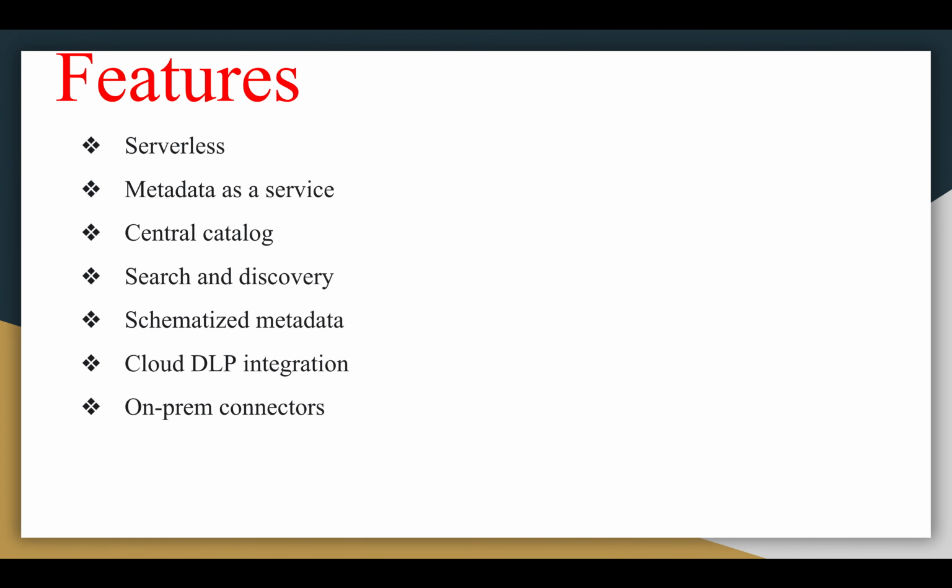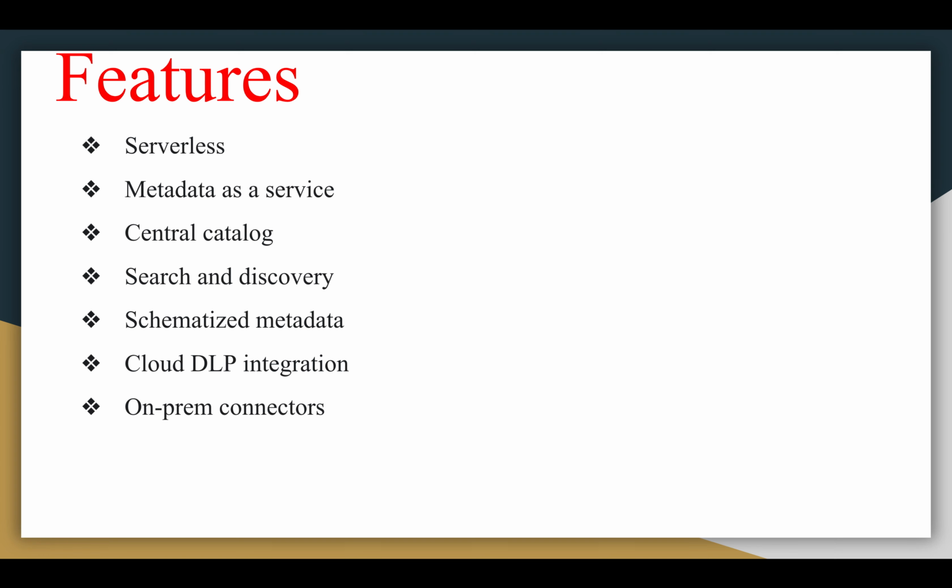Next, we are going to see features of the data catalog. First one is serverless, second is metadata as a service, then central catalog, search and discovery, schematized metadata, cloud DLP integration, and on-prem connector. Serverless: it's a fully managed scalable metadata management service. It requires no infrastructure to set up or manage, allowing us to focus on our business. Second one is metadata as a service: a metadata management service for cataloging data assets via custom APIs and the UI, thereby providing a unified view of data wherever it is.